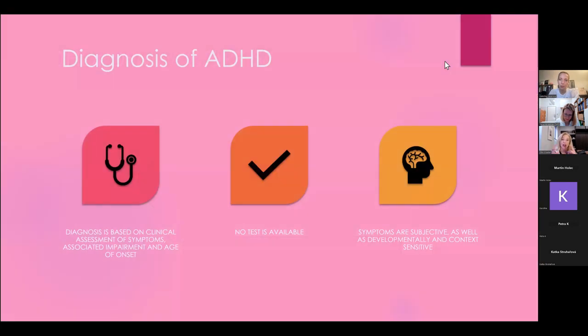And when we look at diagnosing ADHD, we know, of course, that the diagnosis is made on clinical symptoms, even though neuropsychological testing can be very helpful in figuring out the symptoms of executive functioning that might be getting in someone's way. The diagnosis itself is still based on a clinical assessment of symptoms. We don't have any single test that's available that will tell us yes or no if a person has ADHD with 100% certainty. And in some ways, the symptoms are subjective, and they're definitely developmentally and contextually sensitive too.